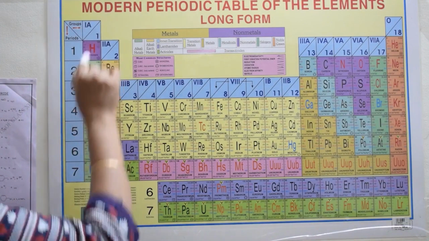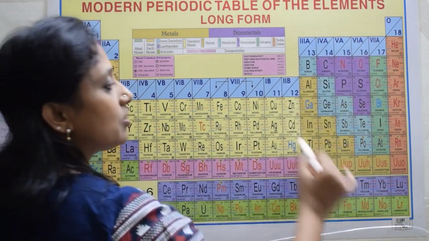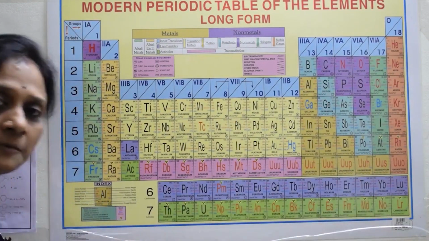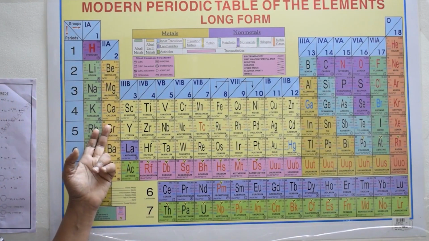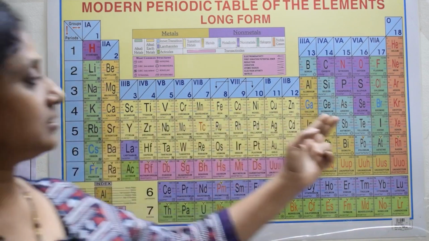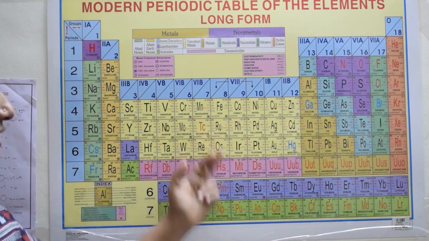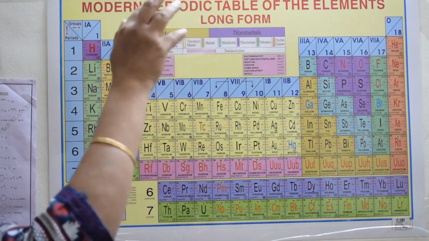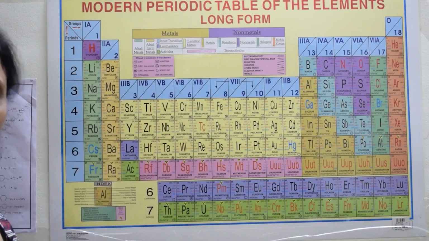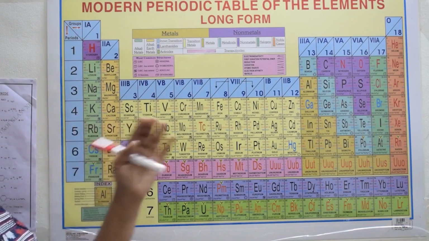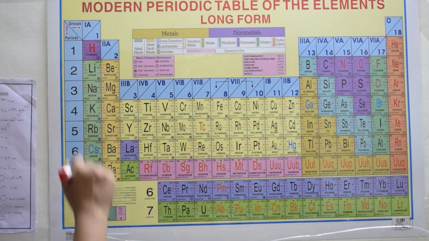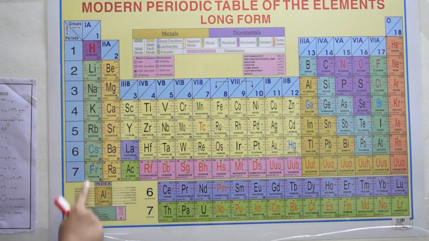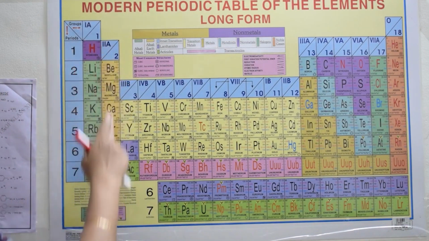Once again, S block elements, P block elements, D block elements and F block elements. Here the valence electron enters the S orbital, here P orbital, here D, and this is F. So I've divided the table into horizontal rows, vertical columns, and S, P, D and F blocks. In the S block, the first group is called alkali metals, and the next are called alkaline earth metals.